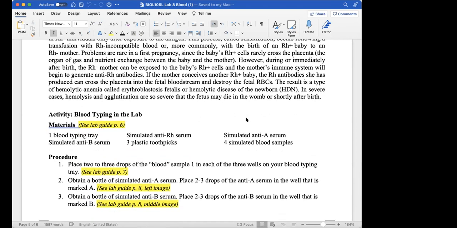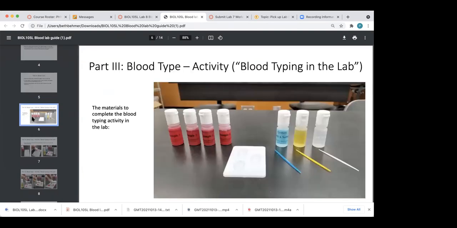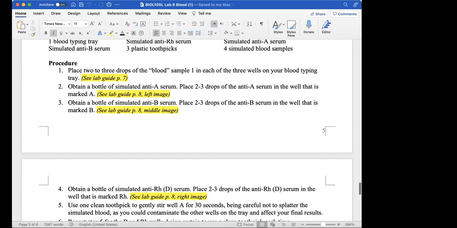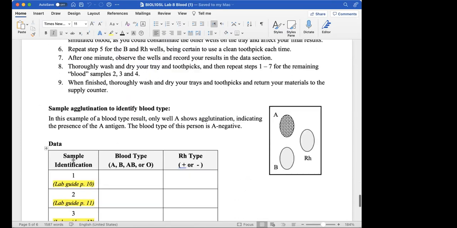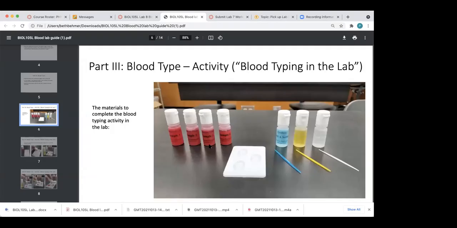And let me take us back to where we are in your lab guide, blood typing now. Okay, so I think this is part 3, the blood type activity. And let's make sure we are here. So let's take you through the lab guide, this will be fun. Let me know what you guys can see here.